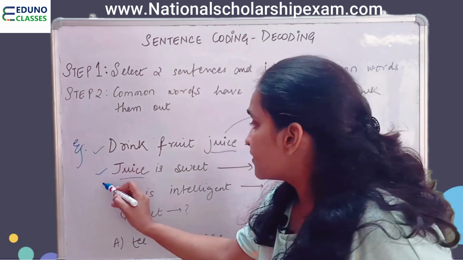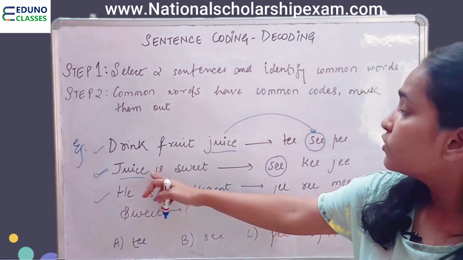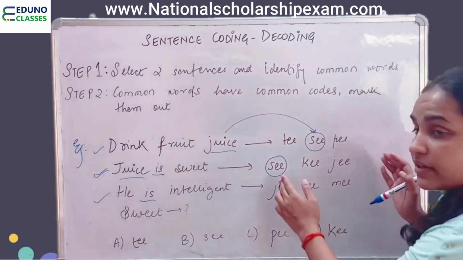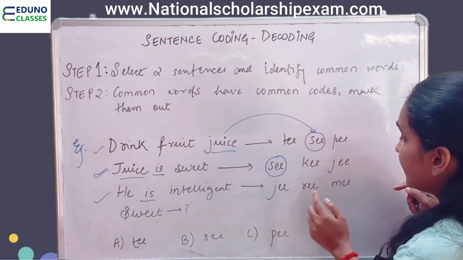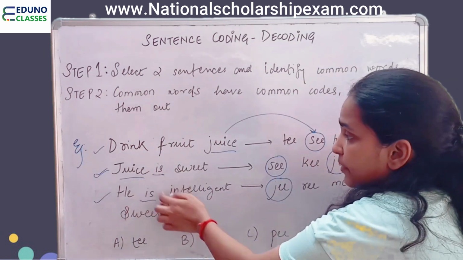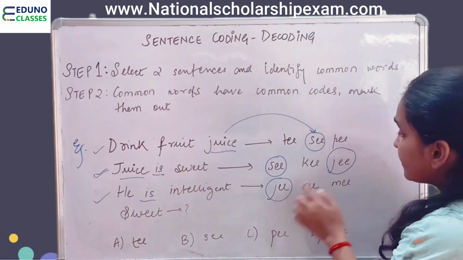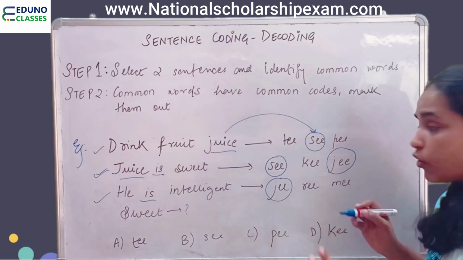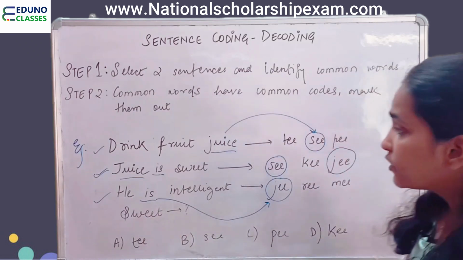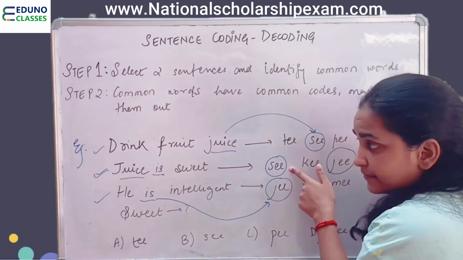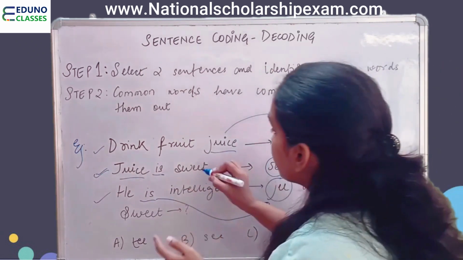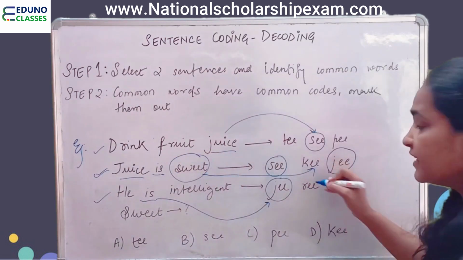Now I am selecting another two sentences, sentences 2 and 3: juice is sweet, he is intelligent. What is the common word? I can see is as a common word. What is the common code? CKG, GREME: I can see G as common. Is appears in both the sentences and G appears in both codes. That means is is coded as G. Now the question is, what is the code for the word sweet? We know juice is coded as C and is is coded as G, so the word sweet will be coded as K.